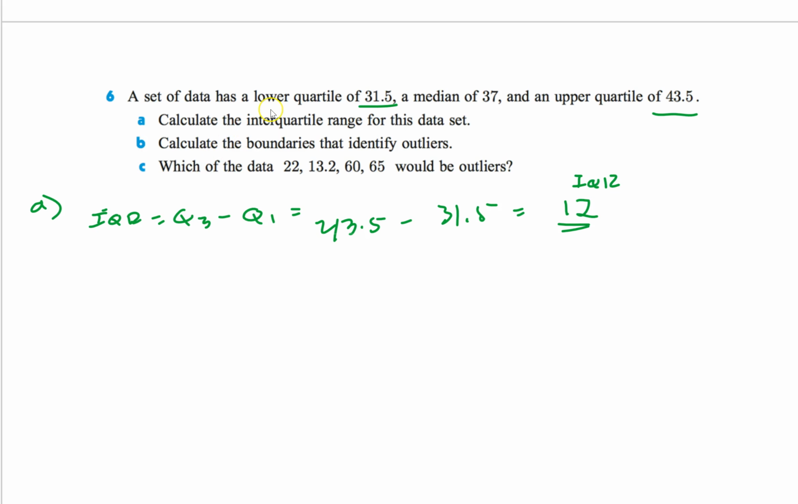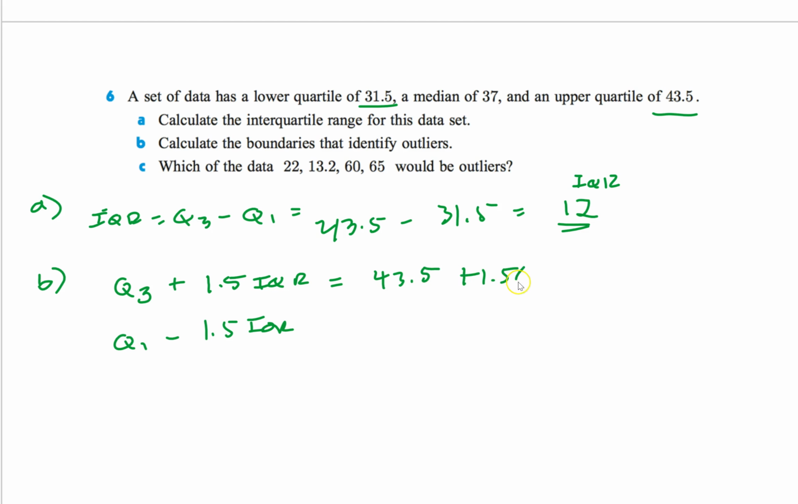For B, they want me to calculate the boundaries. So remember, I'm just using those formulas. It's very simple. If you want the upper boundary, you just do Q3 plus, because it's on the top half, 1.5 times IQR. If you want the lower boundary, it's just the lower half, and then you've got to subtract off 1.5 times IQR. So in that case, this is going to be 43.5 plus 1.5 times 12.